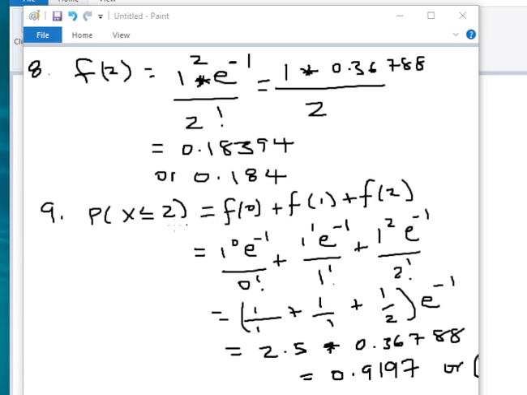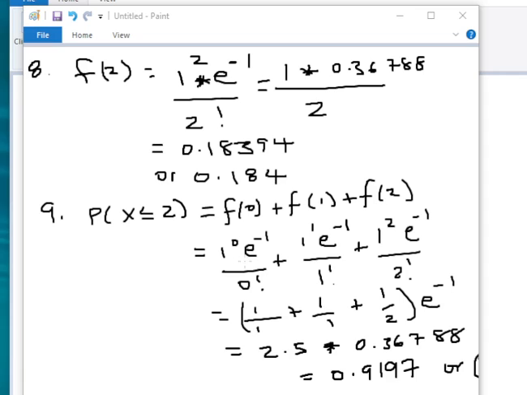Let's go to number 9. In number 9, we want the probability that x is less than or equal to 2. And we know that this is f of 0 plus f of 1 plus f of 2. Again, x is a discrete random variable. If it was continuous, then we would have to factor in every single number in here, but it's discrete, so we only are looking at the integers, the whole numbers, 0, 1, 2.